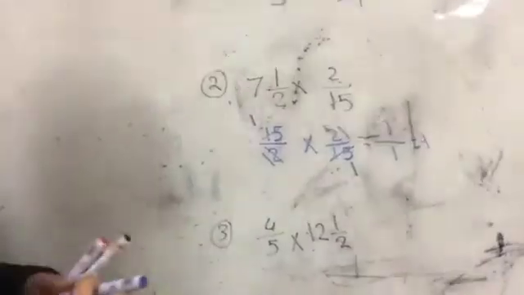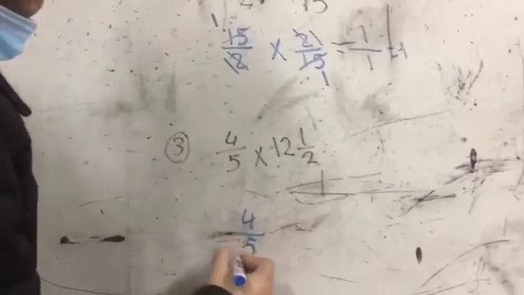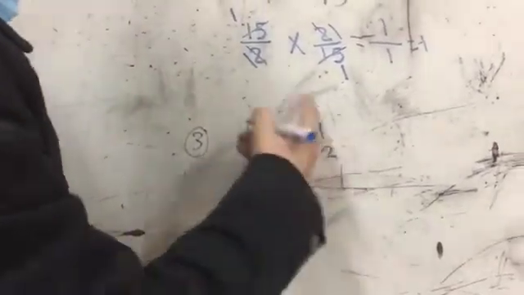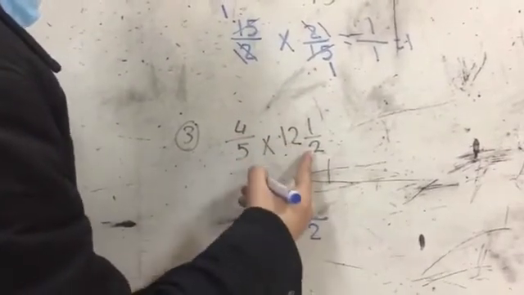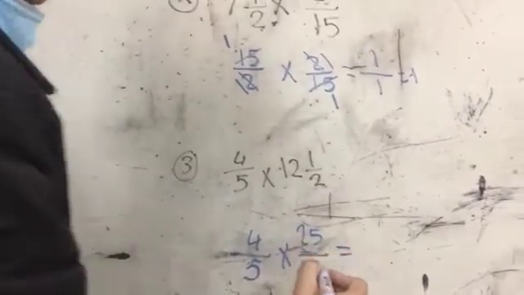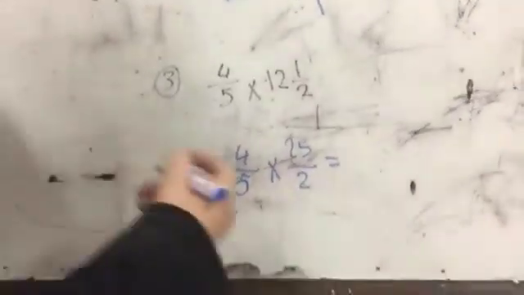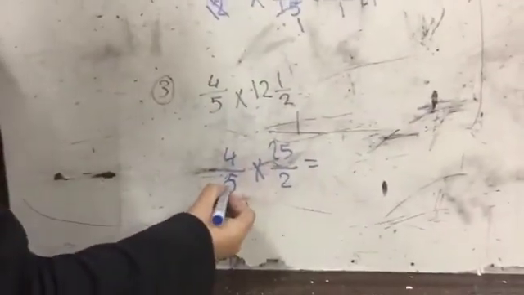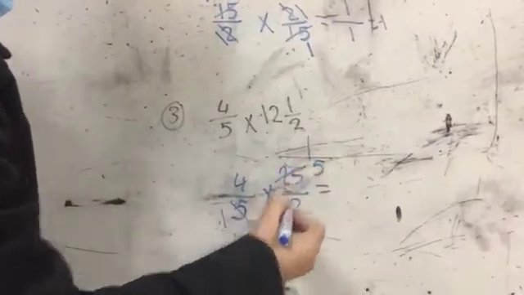Here we have, try the same one, 4/5, and convert the mixed number to a fraction. Right? Do the same. 12 times 2 is 24, plus 1 is 25. As we know here, we have to cancel the common factor between numerator and denominator. 5 and 15, both of them divisible by 5. Divide 5 by 5, 1, divide 15 by 5 is equal to 3.